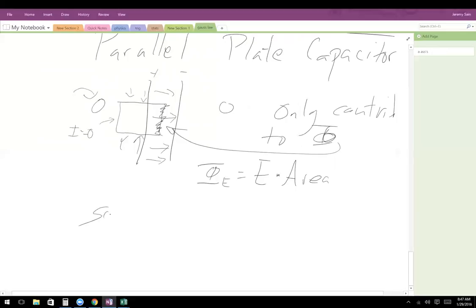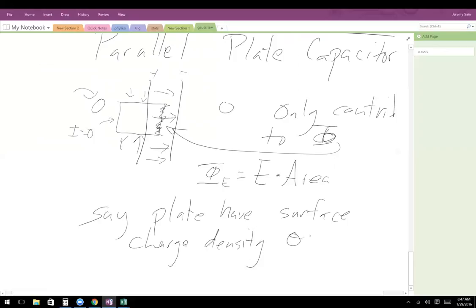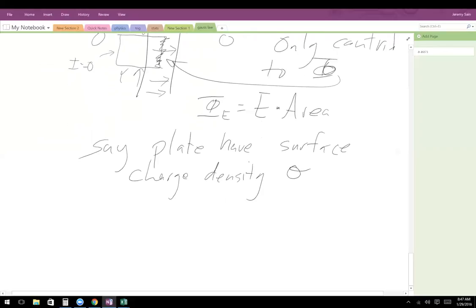Let's say that the plates have surface charge density sigma. So this would be this guy's charge over area. Right?